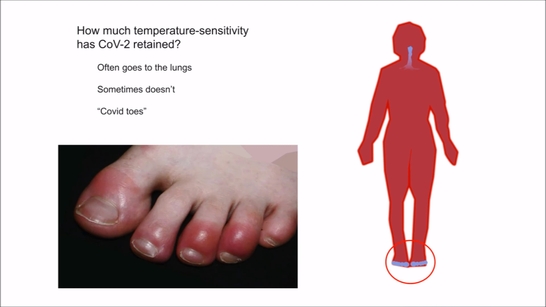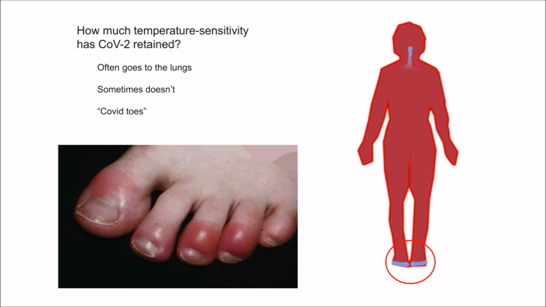So, how much temperature sensitivity has CoV-2 retained? Well, it quite often goes to the lungs, which implies that it's not as temperature sensitive as well-established human coronaviruses and other human respiratory viruses. But on the other hand, sometimes it doesn't. So it sometimes causes asymptomatic infections or infections in the nose and throat, which implies that it has retained some temperature sensitivity.